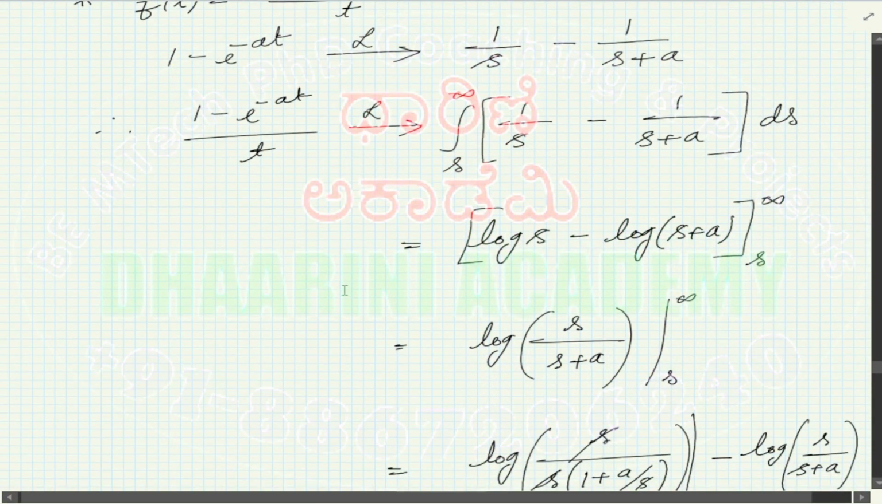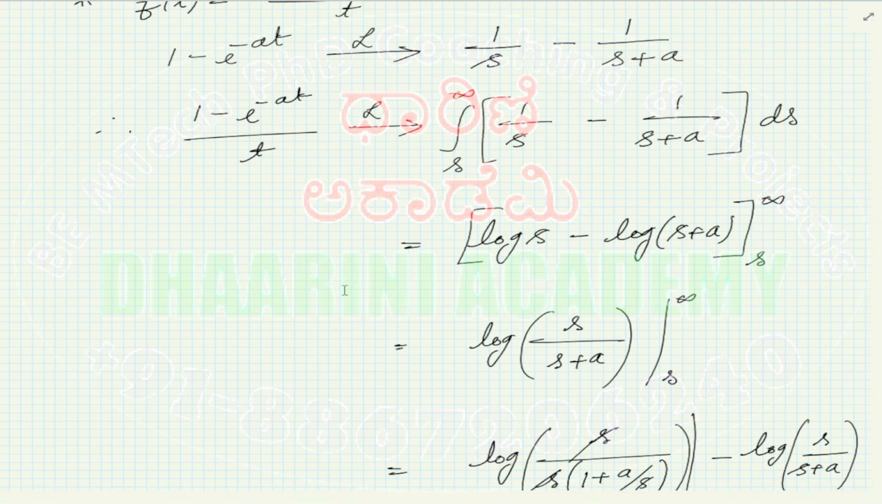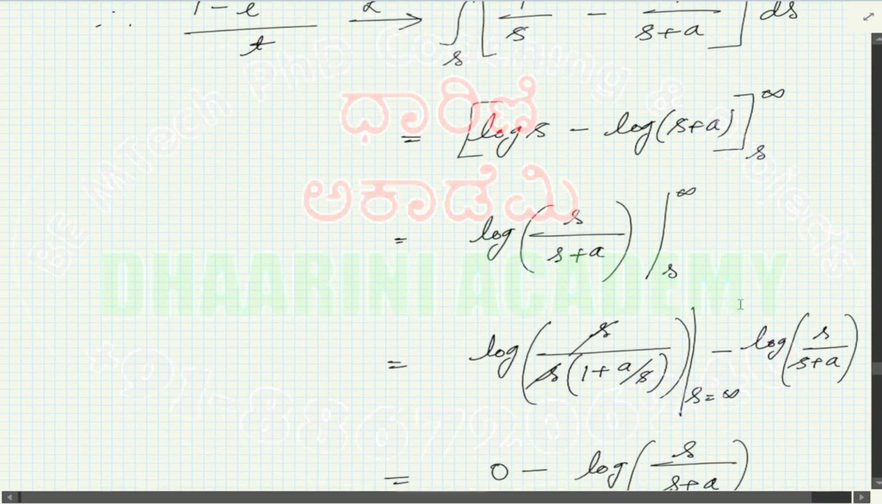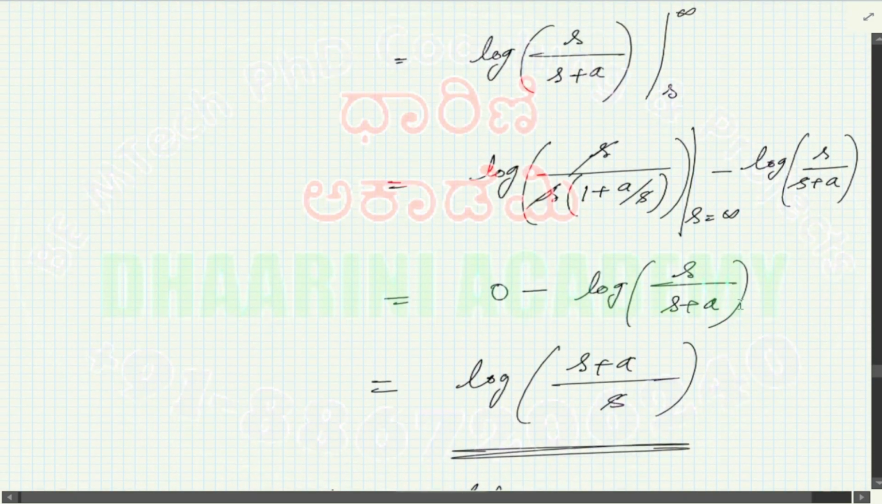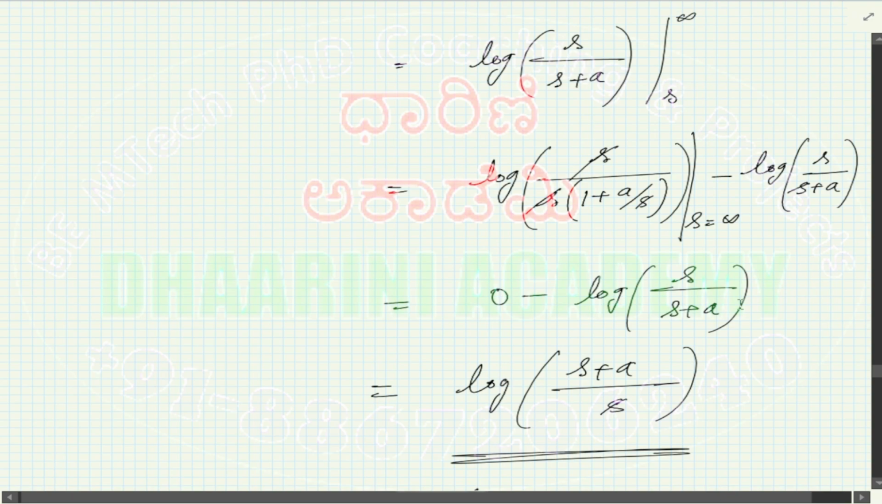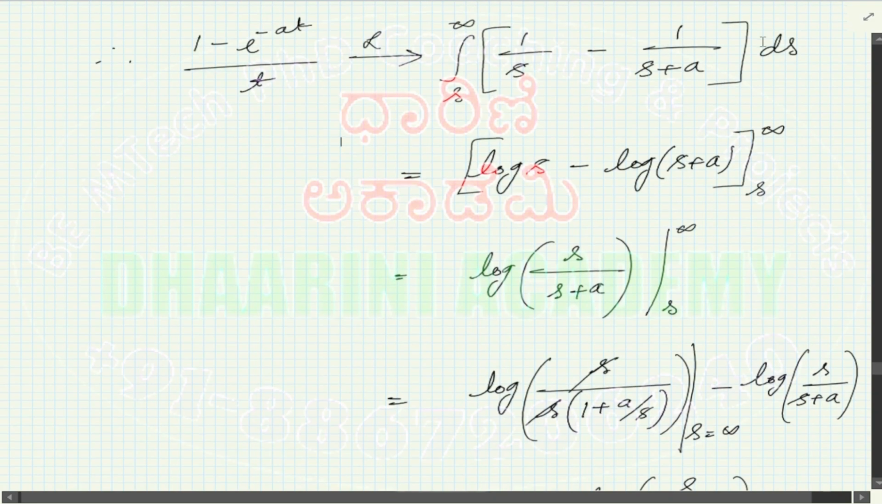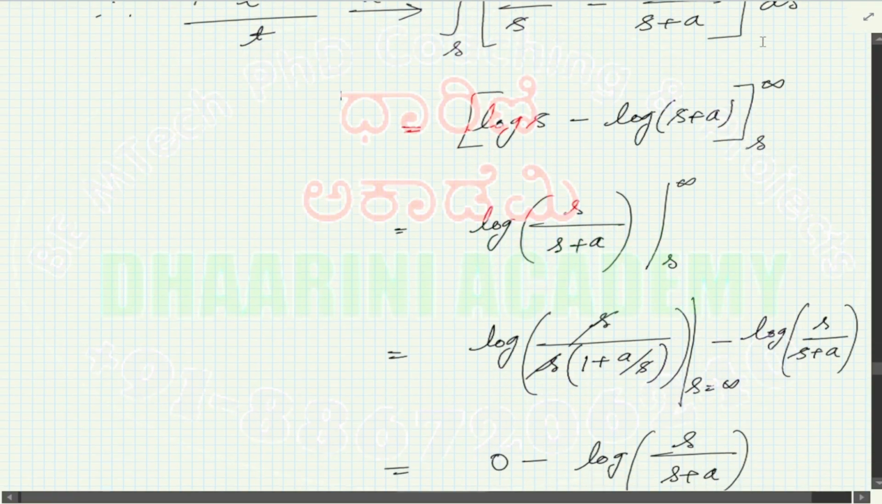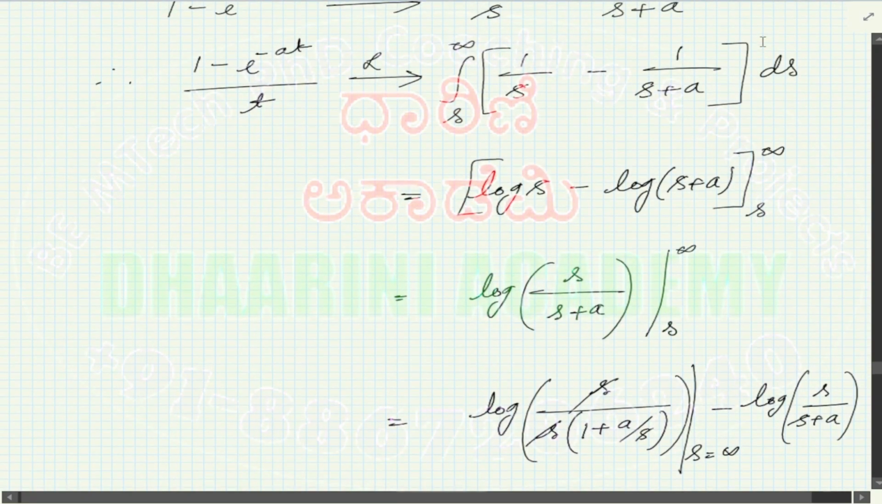Now I need to integrate. Integration of 1 by s is log s. Integration of 1 by s plus a is log of s plus a. You need to substitute from s to infinity. Log a minus log b is log a divided by b, so apply that: s by s plus a. Substitute the limits, and when you put the limits, you get the answer like this. So that's the answer. I'll go back and show you the complete answer. Just go through these steps and let me know if you have any doubt.